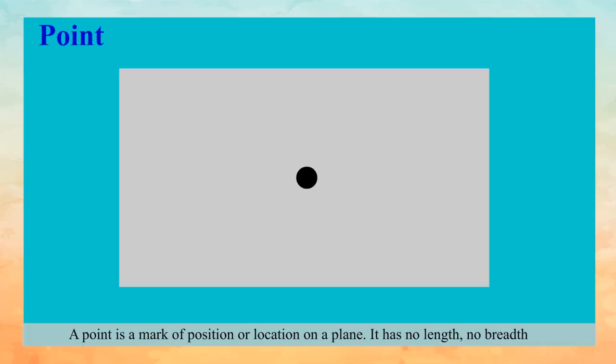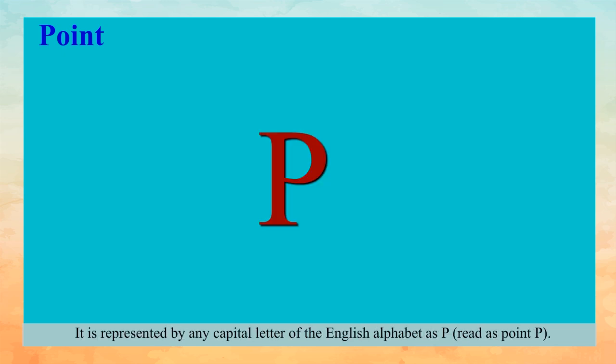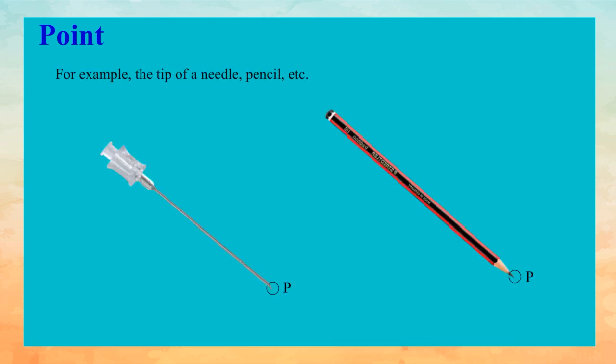Point. A point is a mark of position or location on a plane. It has no length, no breadth and no height, i.e., it is a zero-dimensional figure. It is represented by any capital letter of the English alphabet as P, read as point P. For example, the tip of a needle, pencil, etc.